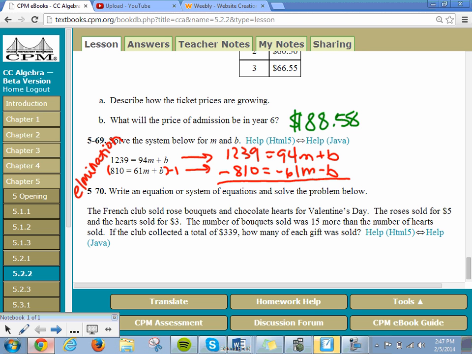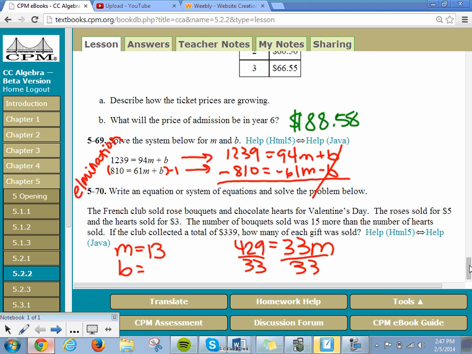I can now add those together. I'm going to write it in the space below those sentences. So 1239 minus 810 is 429 is now equal to 94 minus 61, which is 33m, and our b's have canceled out. So from there, we're just solving for m, dividing both sides by our 33. So 429 divided by 33, m is equal to 13, and now we just need to figure out what b is going to be equal to.